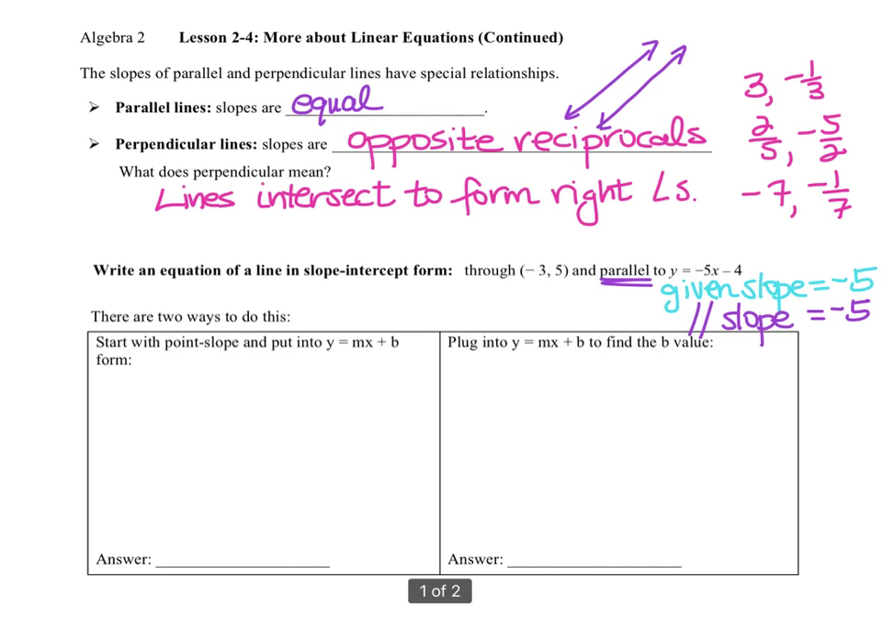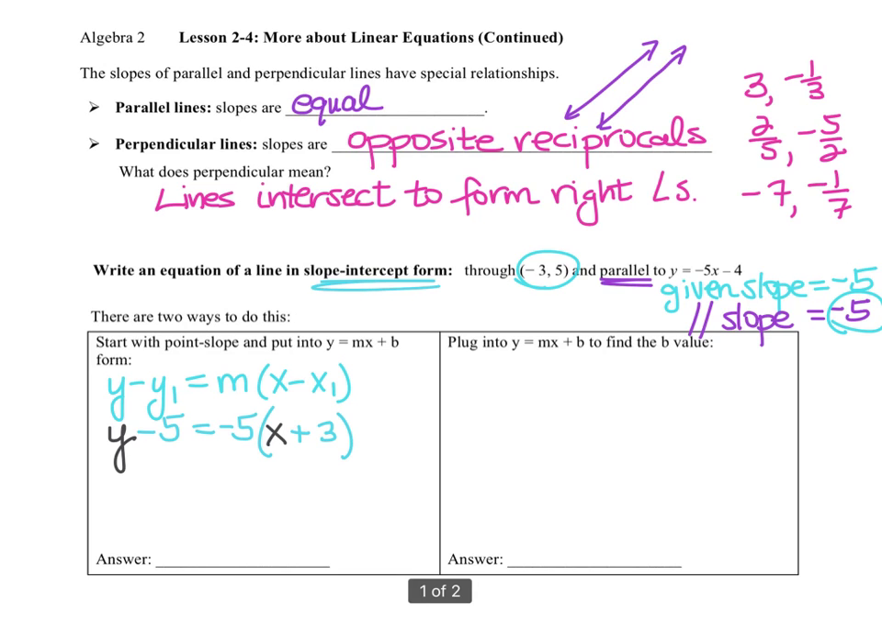So there's two ways that we can do slope-intercept form. One way is we can start with point-slope and then solve it to put it into y equals mx plus b form. So we're going to be using a slope of -5, and the point is (-3, 5). So point-slope, remember, is y minus y1 equals the slope times x minus x1. So the variable y stays there, and the variable x stays there, and everything else gets plugged in. So y minus 5 is equal to the slope, which is -5, times x minus -3, which becomes x plus 3.